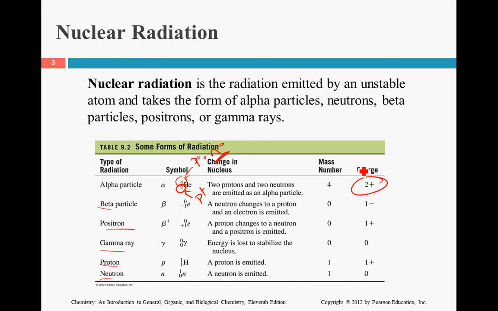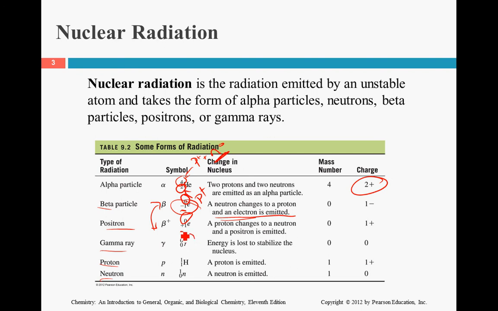The beta particle is a neutron and an electron emitted. It's an electron. It's extremely small. The weight of it is so small, they actually put 0 down. Same with the positron. They put 0 down because the weight is so small. These two are opposites of each other. Beta particle is negative, positron is positive.